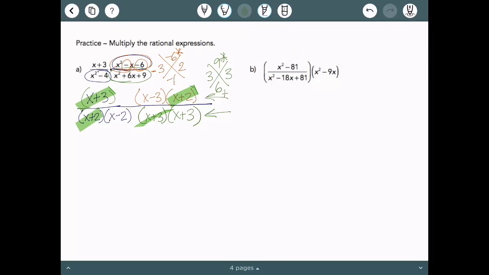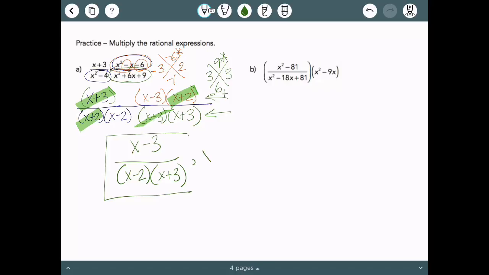So in my answer, I'm going to have x minus 3 over x minus 2 times x plus 3, just like that. I don't have anything left that's common, so that's going to be my answer.